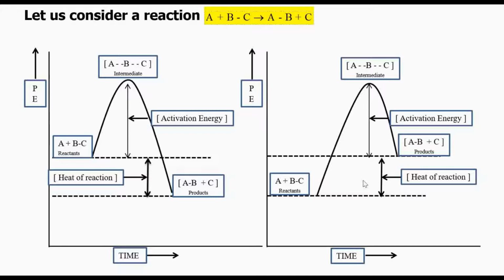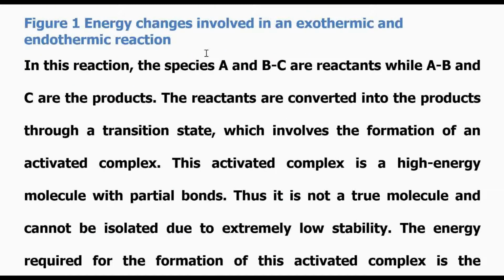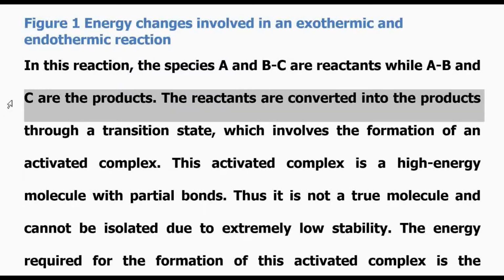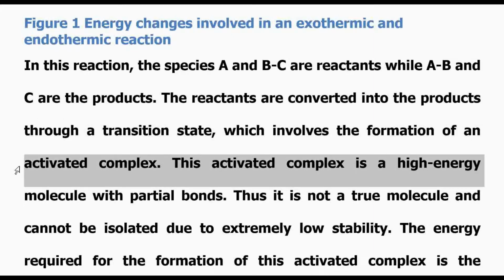So that was something about the description of these figures, and now I will explain the text. First of all, the label. This figure indicates the energy changes involved in exothermic and endothermic reactions. So as I told you, in this reaction the species A and B, C are reactants, while A, B and C are the products. The reactants are converted into products through a transition state or intermediate, which involves the formation of an activated complex. I have already shown you the activated complex in this square bracket.